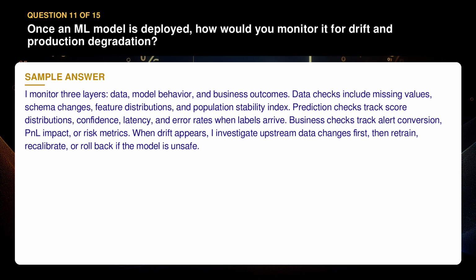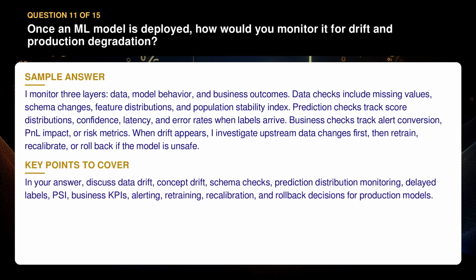When drift appears, I investigate upstream data changes first, then retrain, recalibrate, or roll back if the model is unsafe. In your answer, discuss data drift, concept drift, schema checks, prediction distribution monitoring, delayed labels, PSI, business KPIs, alerting, retraining, recalibration, and rollback decisions for production models.